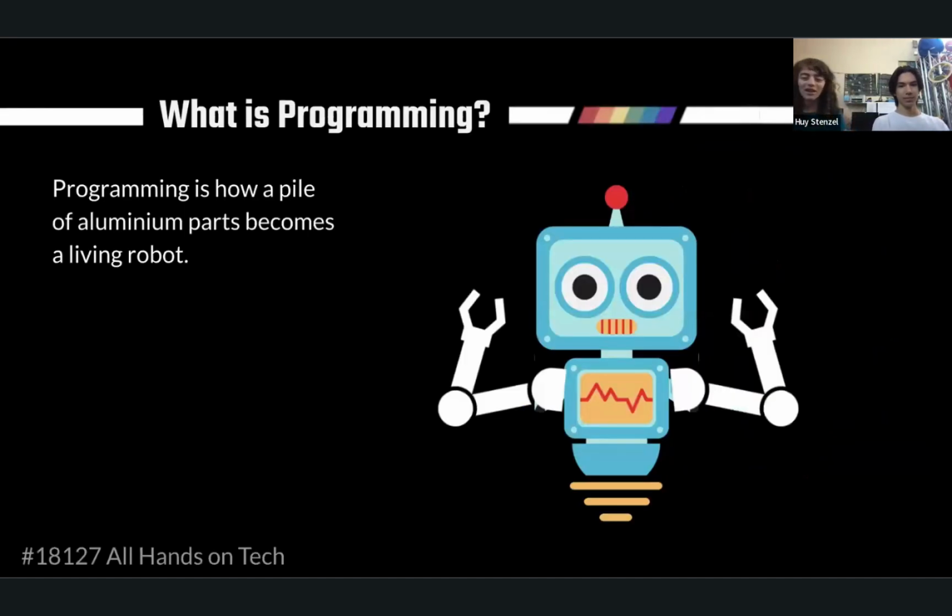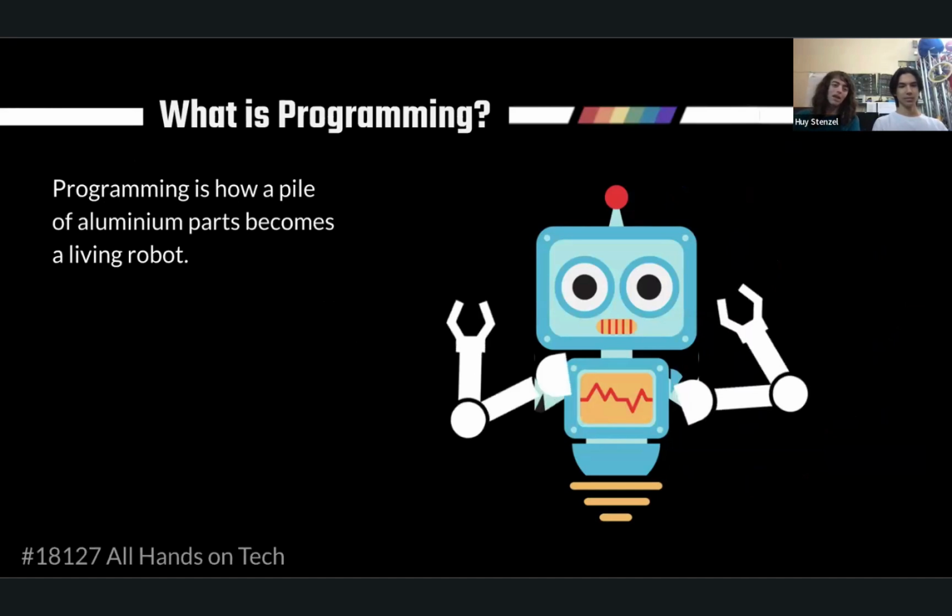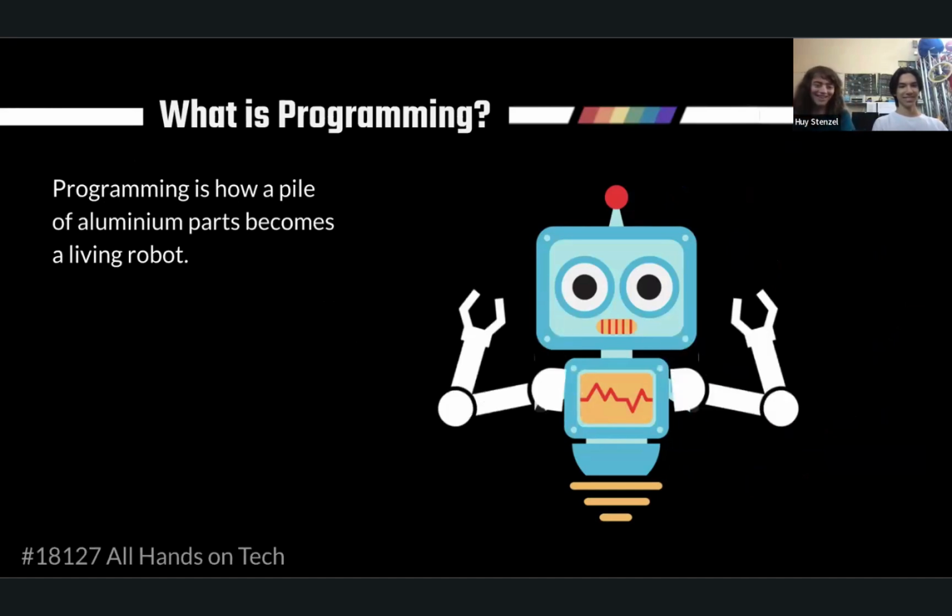The first thing when you want to get started with programming, you've got to figure out what programming is. Programming is how we turn the pile of aluminum parts that has been built into a functional and living robot. And so programming is what allows the robot to interact with the world and lets the drivers interact with the robot.